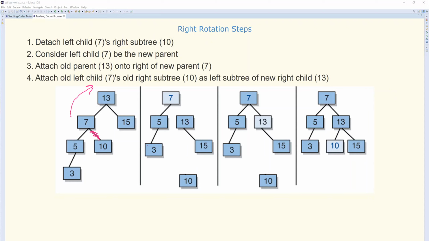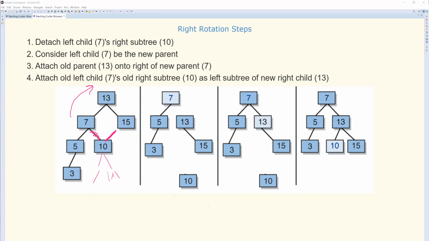detach this node, this actually subtree, there could be several nodes here. I don't care, but detach this right child of the new parent and then do the shaking. And this detached node becomes the left child of the previous parent, which becomes the right child of the new parent. And that's what we see here.